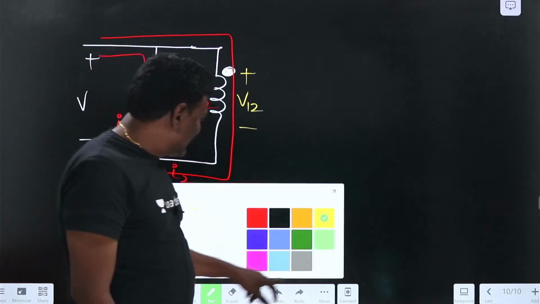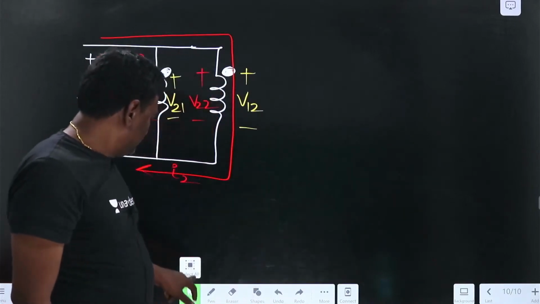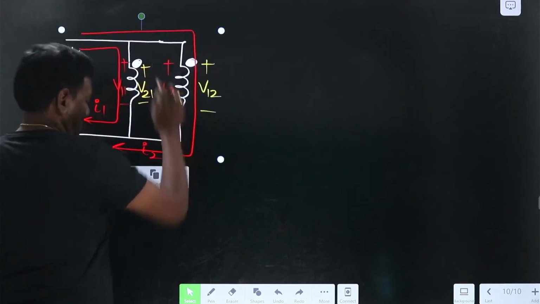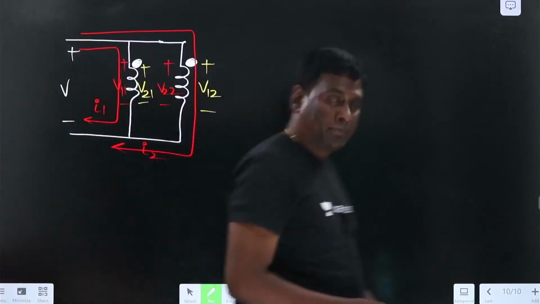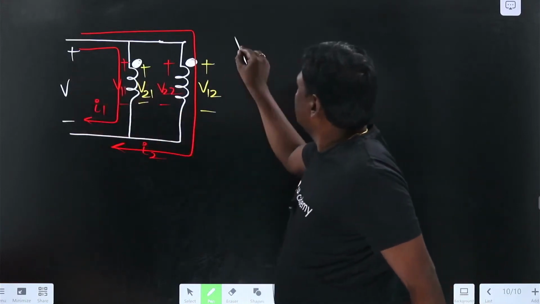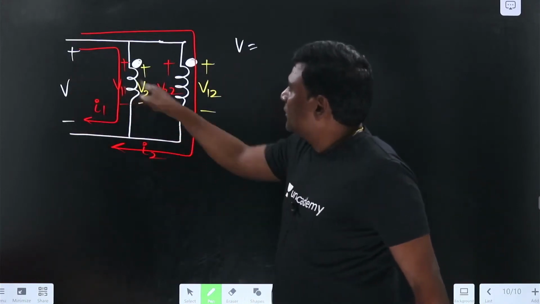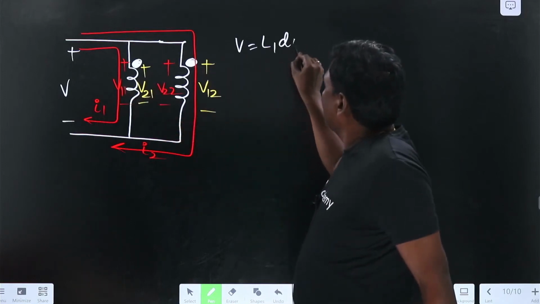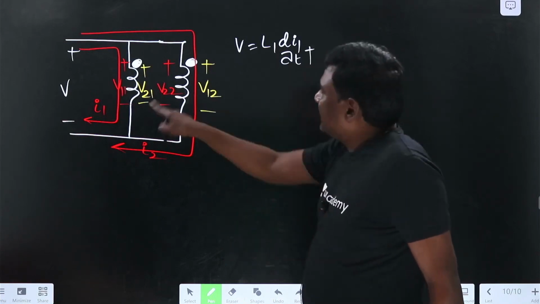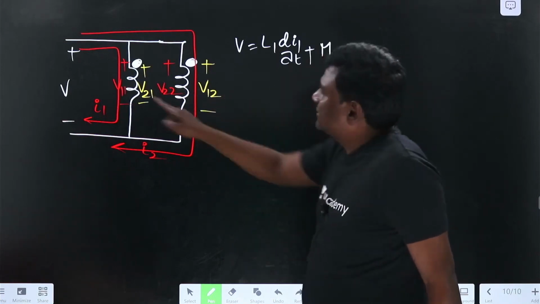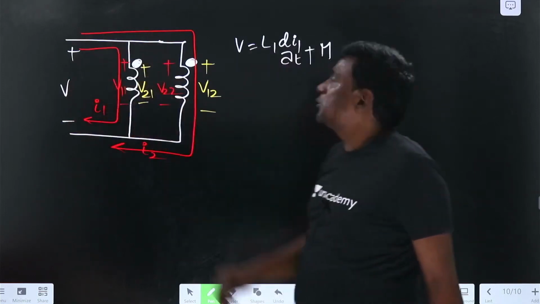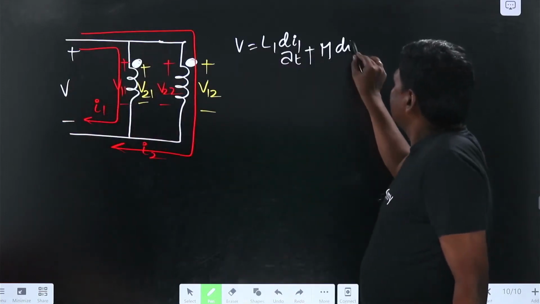Now let us write the equations. Now see here, minus V or V equal to L1 di1 by dt for self, plus M di2 by dt, because plus minus V equal to plus V11 plus V21.